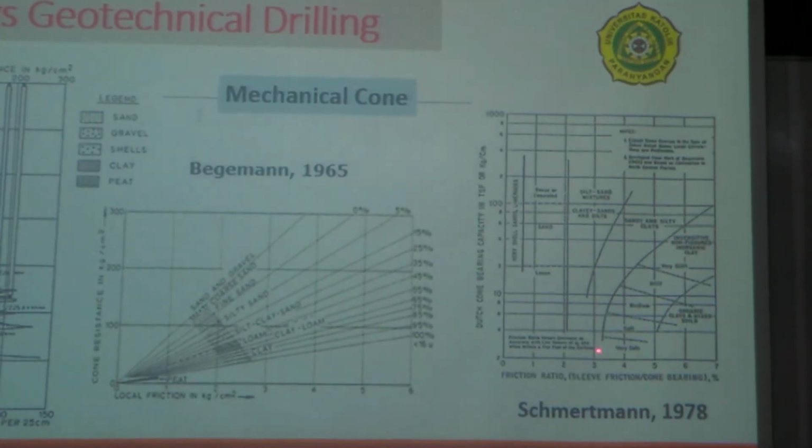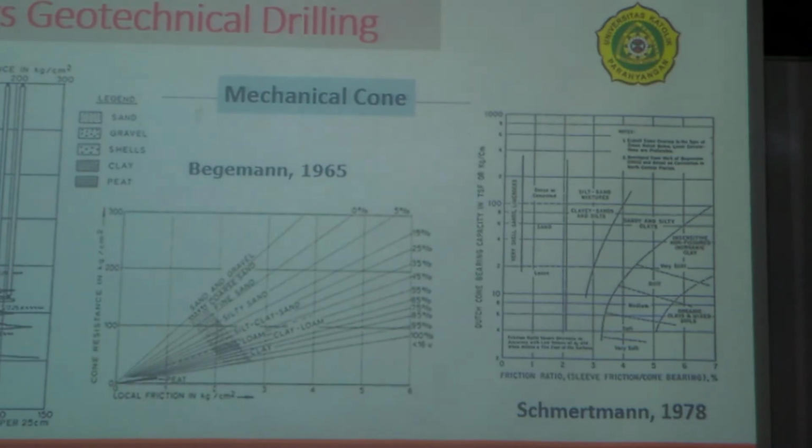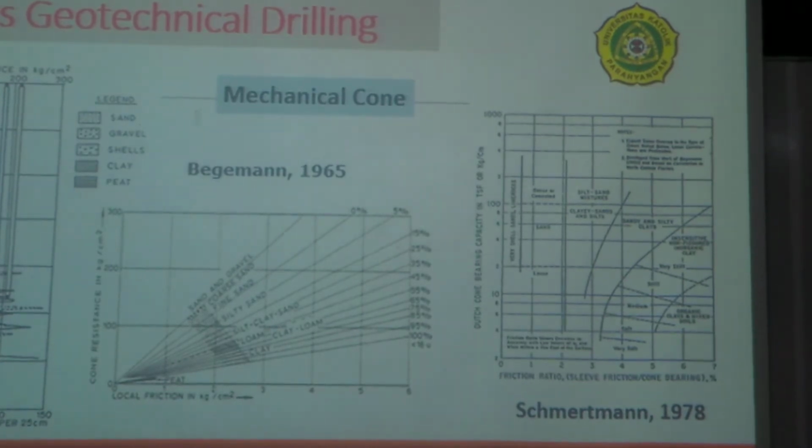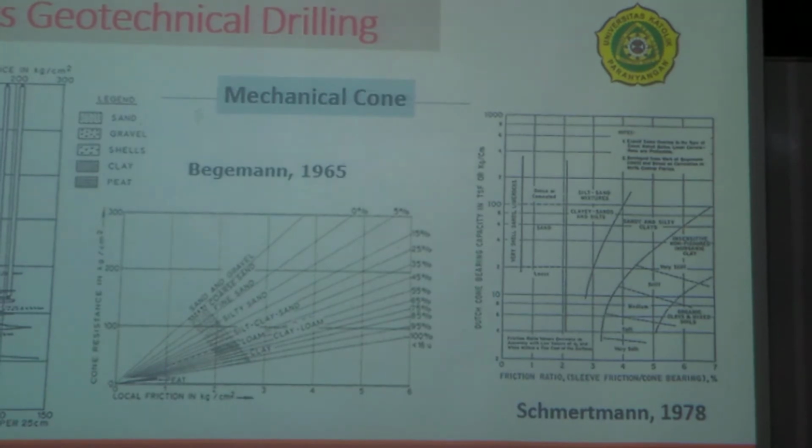If it is clay, from 3% to 5%. And if it is high, very stiff, could be 6%. So this one is experimental data. This is empirical data. We are not using the mathematical interpretation. It is using empirical alone.